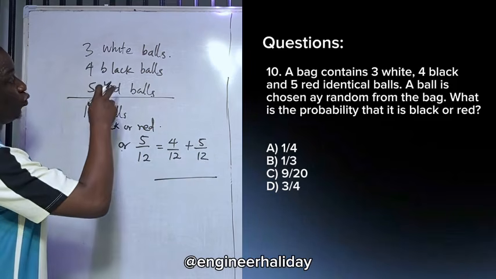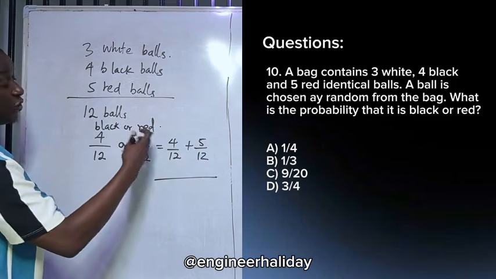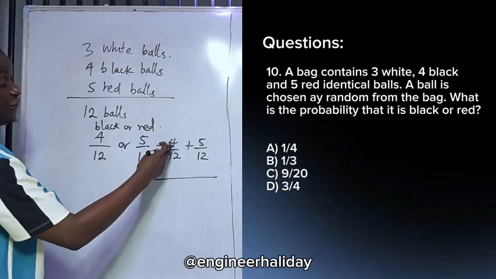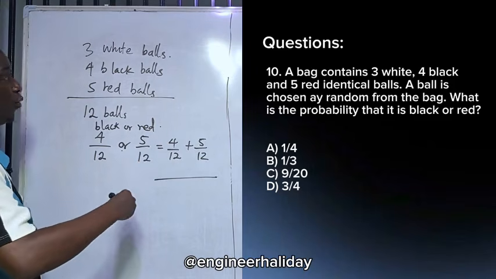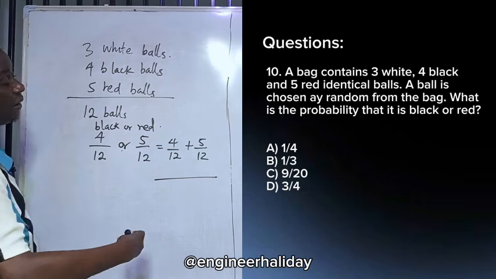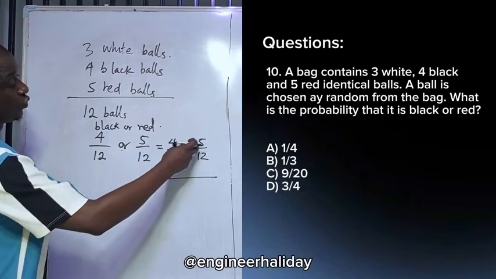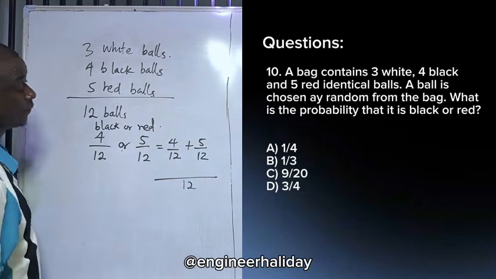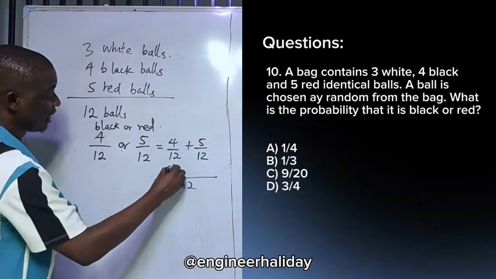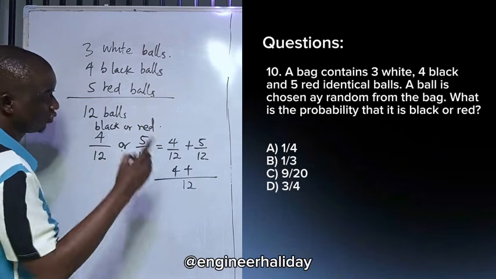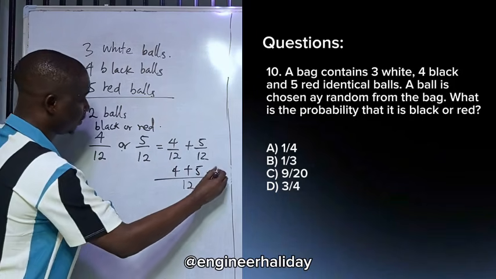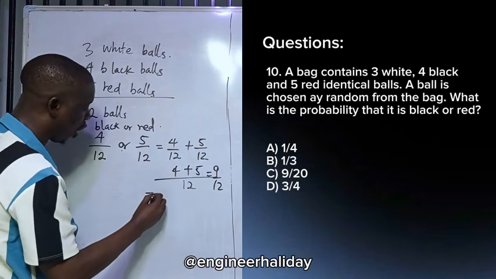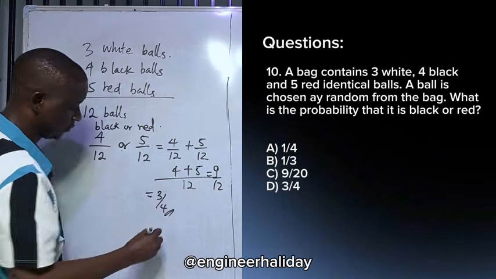Assuming I'm selecting 2 black balls without replacement, it will affect, because picking one red ball or black ball affects the other. So they are dependent. So this one now will be what? 12 is the LCM. 12 divided by 12 is 1. 1 times 4 is 4. 12 divided by 12 is 1. 1 times 5 is 5. So the answer is 9 over 12 or 3 over 4.